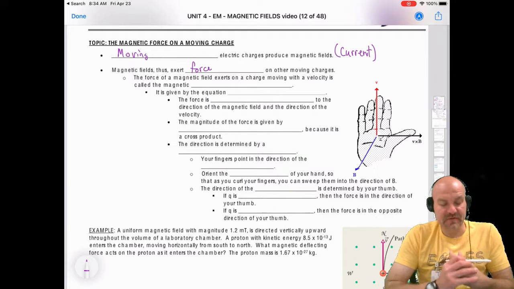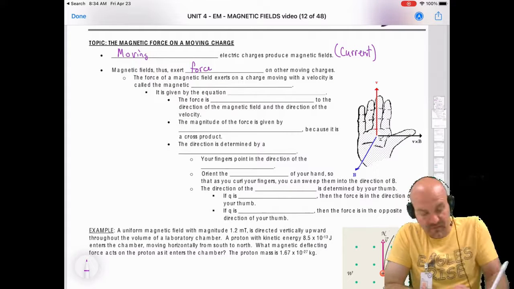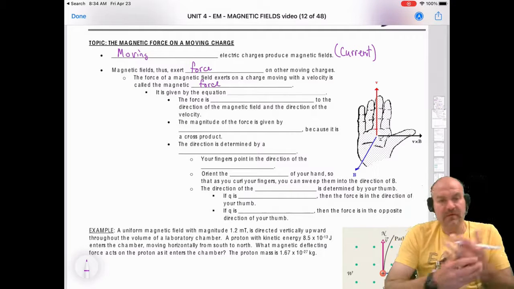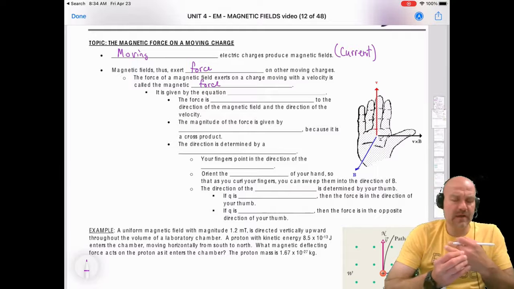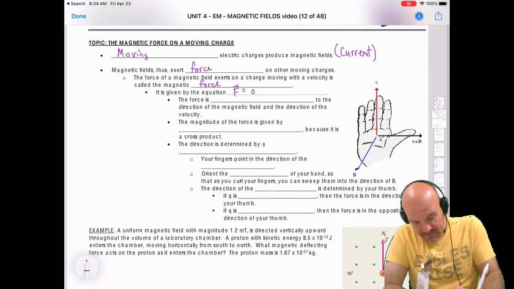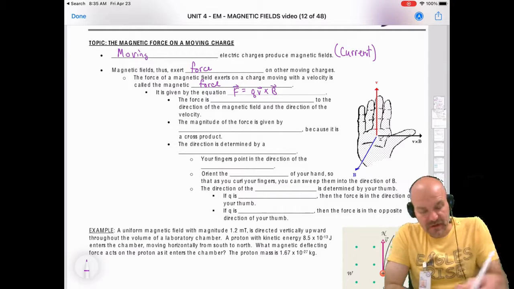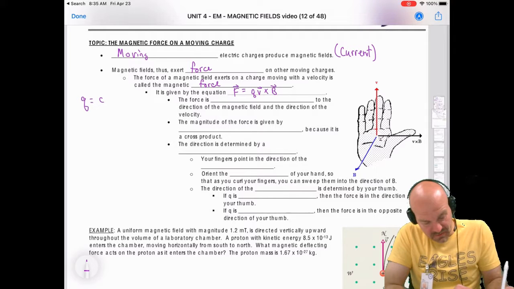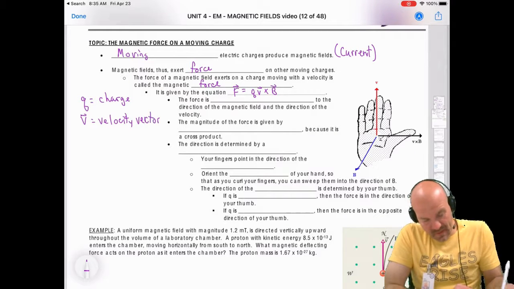The force that the magnetic field exerts on a charge moving with a velocity is called the magnetic force. It's not really intuitive, right? So what do we call the force acting on an object? Magnetic force. Now it is given by the equation F equals qV cross B. Remember, q is the charge because we are looking at a moving charge, V is the velocity vector, so that includes the direction, and B is the magnetic field.